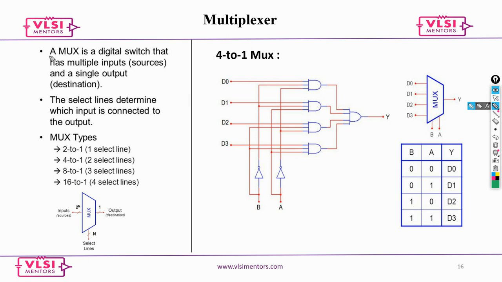Now a mux is a digital switch that has multiple inputs and a single output, and the select line determines which input is routed to the output. If you look at it, the number of inputs is always 2 to the power n. That is how we say 2x1 mux, or 4x1 mux, or 8x1, or 16x1.